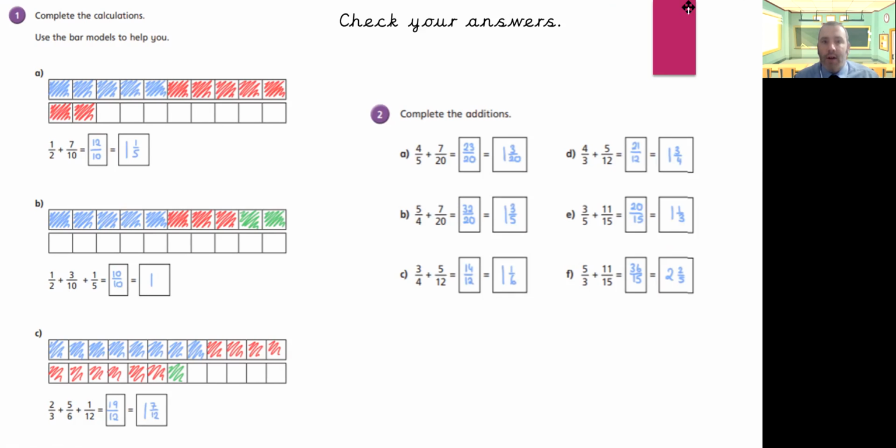So moving on, looking at question 2 now, completing the additions. We're adding together the fractions, so we need to do finding our equivalents, working out how many we've gone through to get from each one. So check your answers here and then press play when you're ready to carry on.